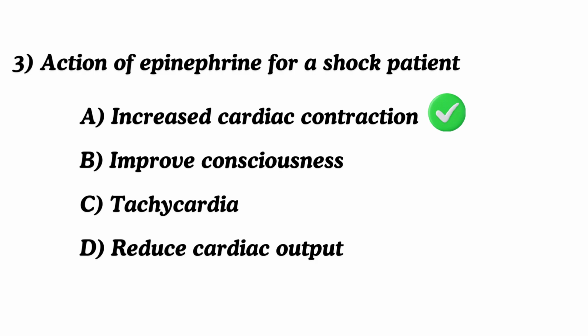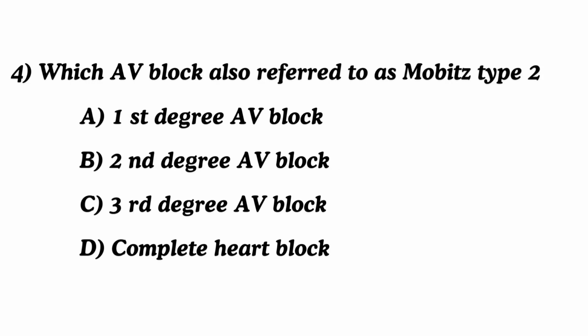Adrenaline also causes vasodilation in skeletal muscles, liver and coronary arteries, and it also increases cardiac activity by increasing heart rate and force of contraction. Question is which AV block is also referred to as Mobitz type 2? Options are: option A, first degree AV block; option B, second degree AV block; option C, third degree AV block; option D, complete heart block. This question, correct answer is option B, second degree AV block.